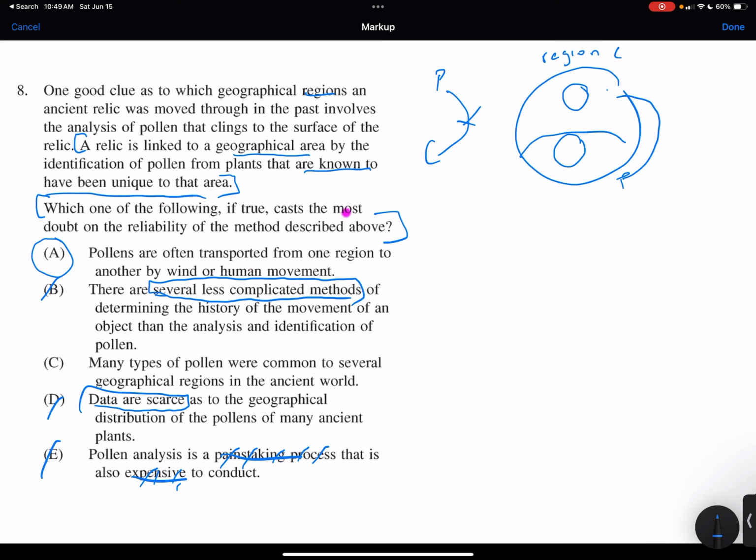So the scientists, the archaeologists are identifying the artifact based on a pollen that's known to be unique to that area. So if many types of pollen are common to several geographical regions, it doesn't matter. We're looking at pollen that's known to be unique to a specific area, making C wrong and A the right answer choice.